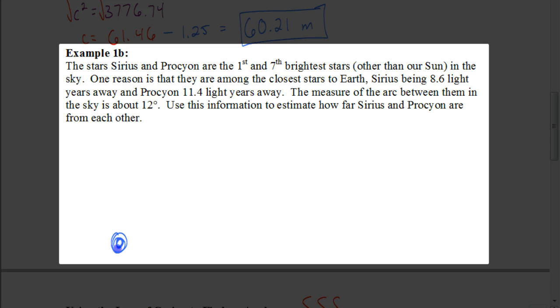Well, let's say this is our planet Earth. And let's say this is one of those stars and this is the other one.